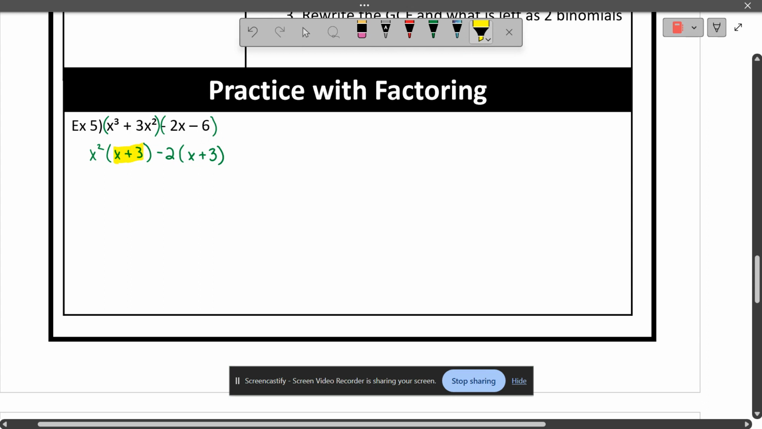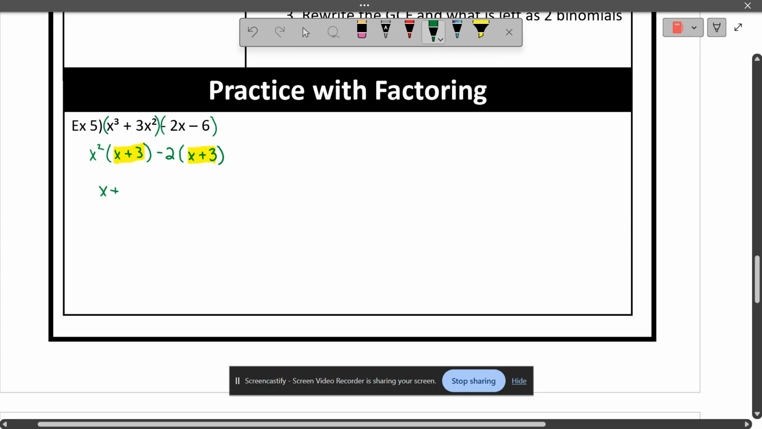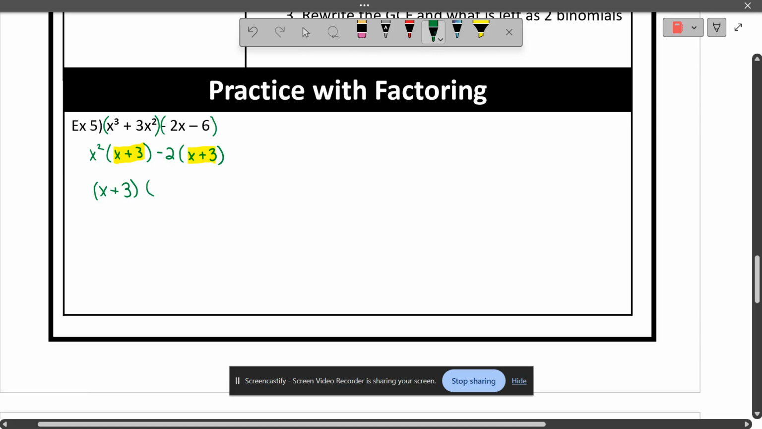Notice how inside of our parentheses, these are the same exact thing. That's exactly what we want, because now those are GCFs of x squared and negative 2. So I can now pull the x plus 3 out front. Very similar to what I did in example 3. This is almost the same identical step for examples 3 and 4 that you started with. We just had one extra step. And then the x squared minus 2. We are not solving, we are just finding factors. So this is going to be our solution.